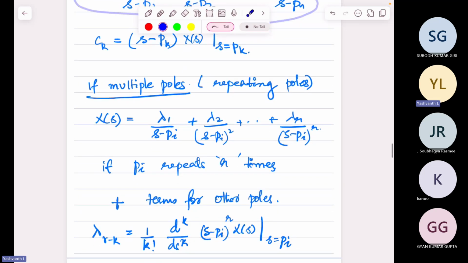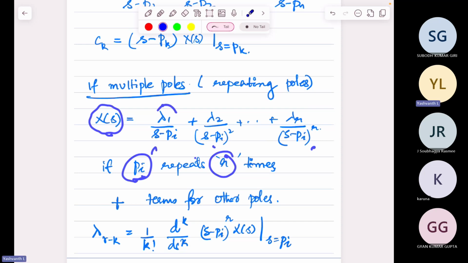What you need to do is, for a pole which repeats r times, you need to represent the term for that pole using r terms. Let's say pi repeats r times. Then the term corresponding to pi in the partial fraction expansion of X(s) should have r terms, namely lambda 1 by s minus p1, plus lambda 2 by s minus p1 whole square, and so on, to lambda r divided by s minus pi whole power r.